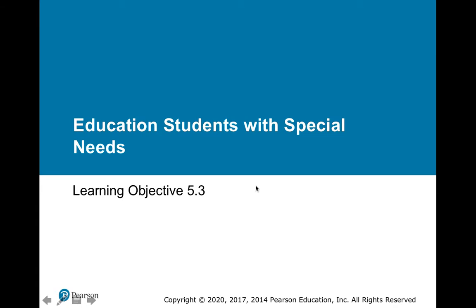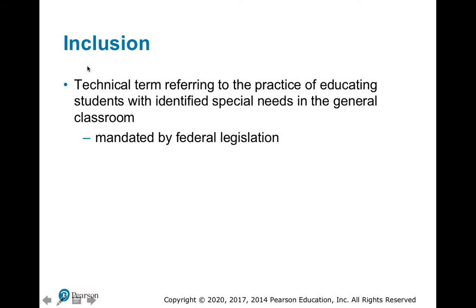Okay, next we move to educating students with special needs. Tadi kita dah start dengan intelligence, and then kita tengok cognitive style and also disposition. So, on another aspect, we need to understand there are some students who have special needs, so we need to adjust our learning and teaching activities to fulfill their needs. So the first term is inclusion. Inclusion is a technical term, referring to the practice of educating students with identified special needs in the general classroom.